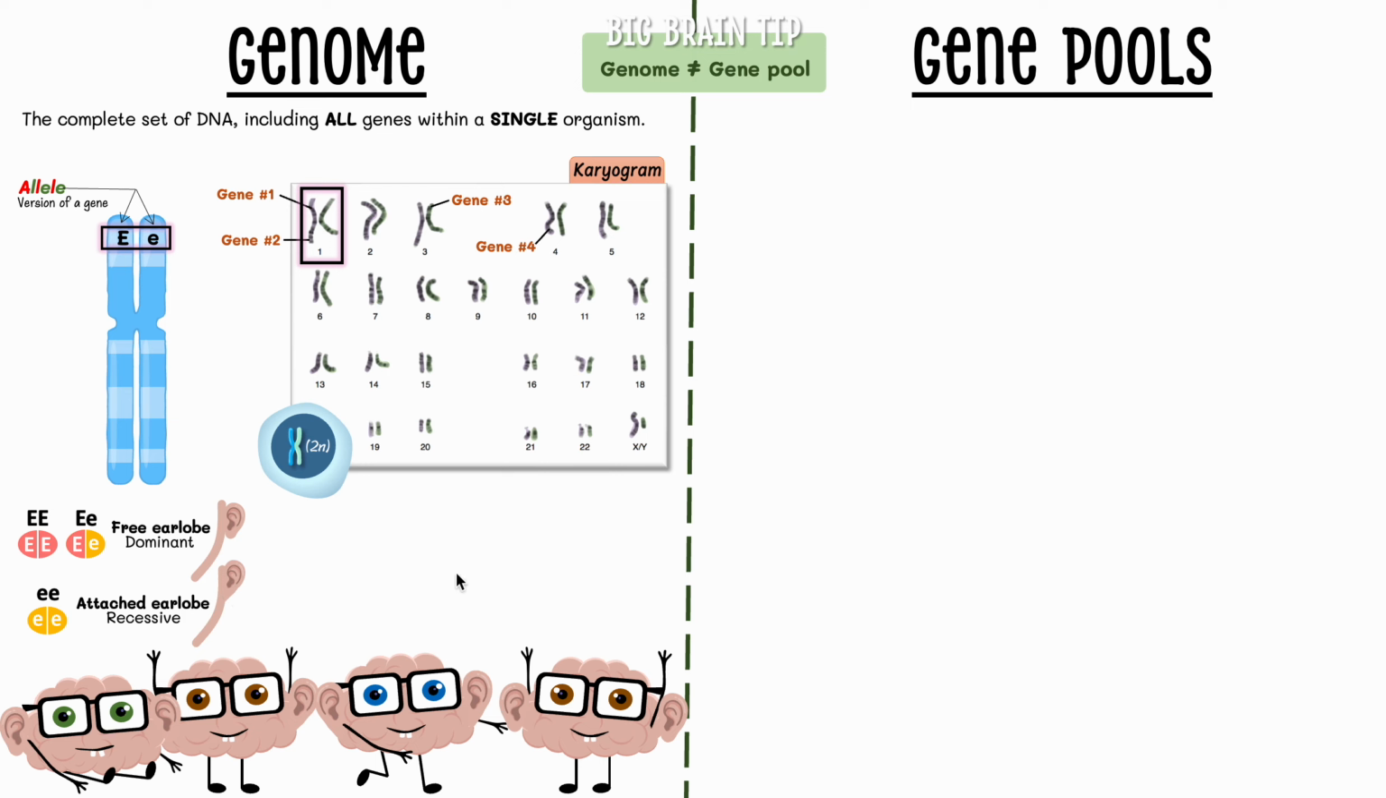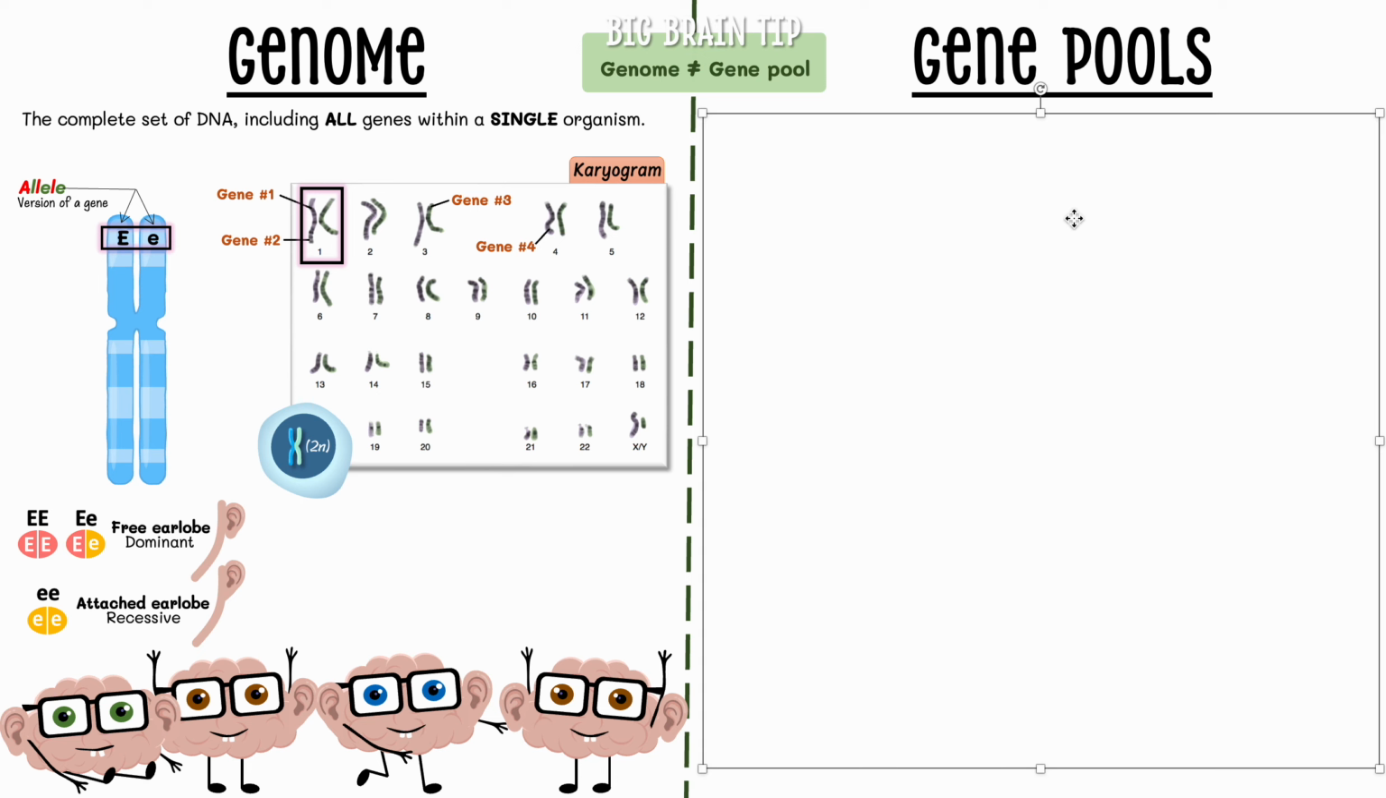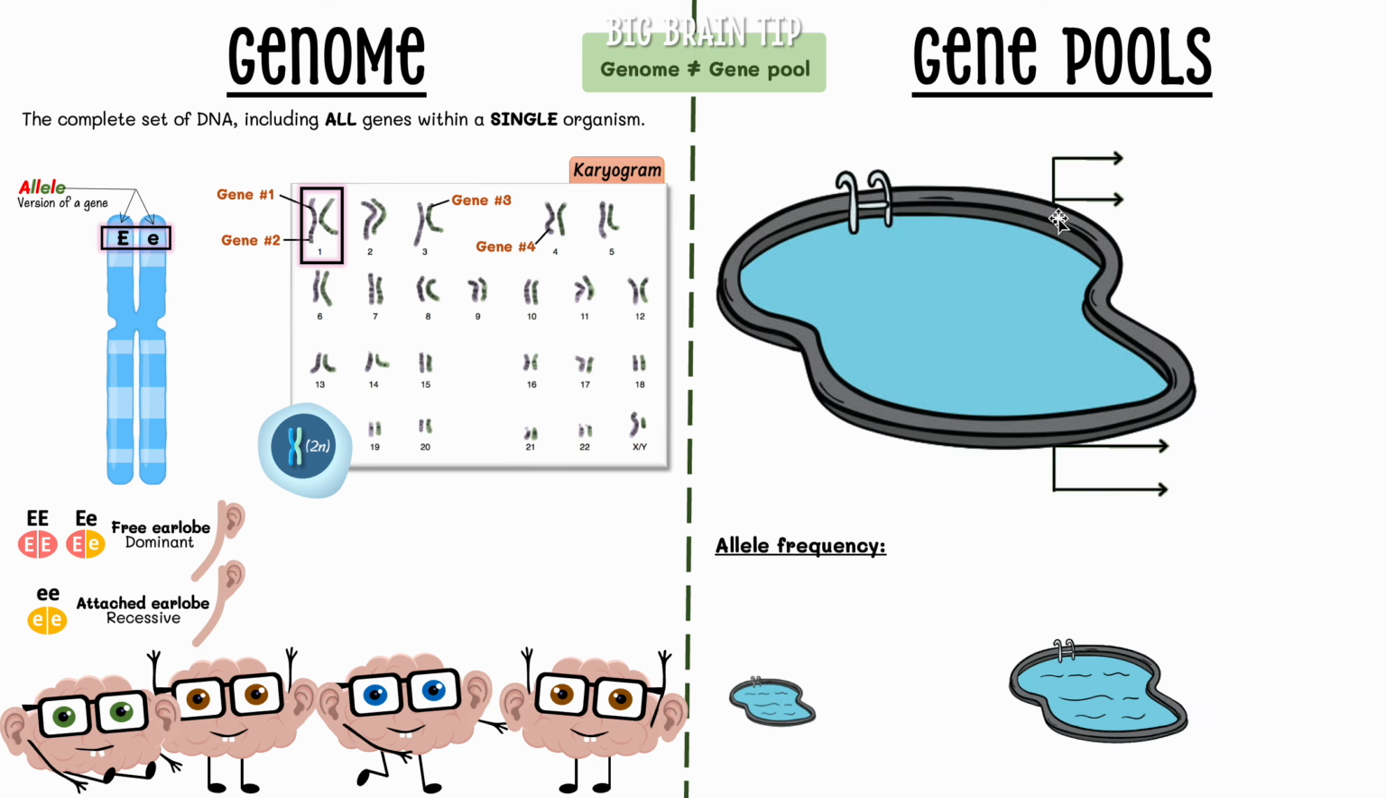All right, so this is just a basic idea. What I want you to take away from here is what a genome is. It's just a complete set of DNA from a single organism. So now, knowing that, we can talk about gene pool. Okay, let's take a look at gene pool here.